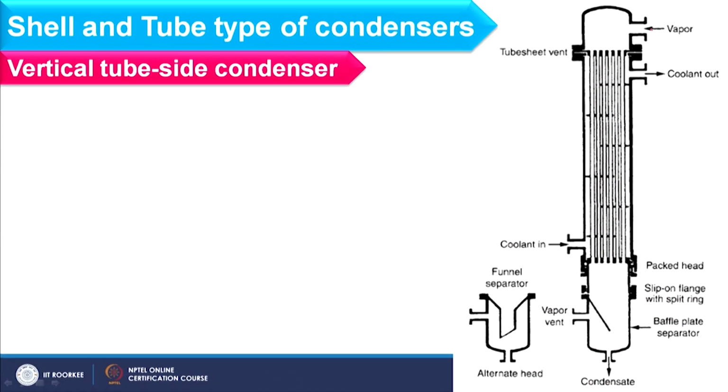So, if you see the schematic of a vertical tube side condenser, vapor usually enters the tube side from the top and moves downward along with the condensate, right. And if you see this section, it is oversized in comparison to this section where I have the condensate as well as the vent, because the vent is usually placed opposite to the side where vapor is entering.